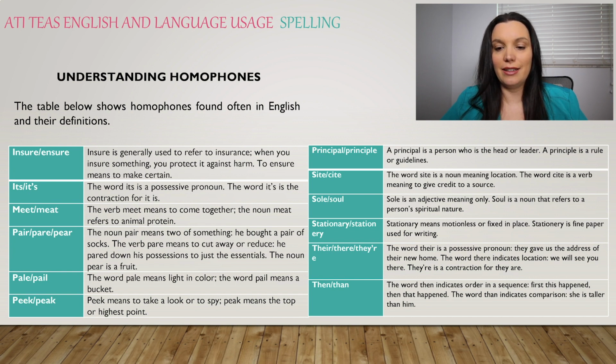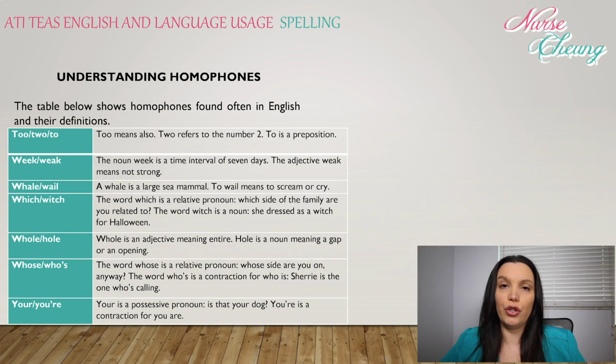Lastly, then and than. The word then indicates order in a sentence. First this happened, then that happened. The word than indicates comparison. She is taller than him. Too, to, and two. Too means also. Two refers to the number two, and to is a preposition. Week and weak. The noun week is a time interval of 7 days. The adjective weak means not strong.